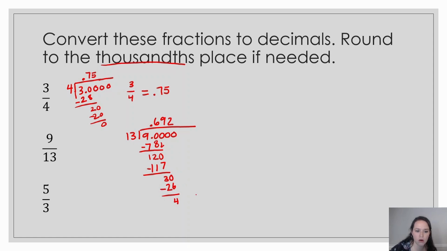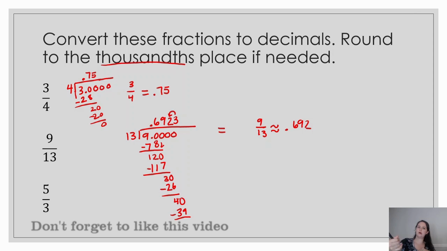And then a 4, whew, bring down your 0. You're going to keep bringing down zeros when you do these. It's a lot. All right, and let's see, that's going to be about 3 or so. Could that be 39? Yeah, and this one might go on for a long time. So we're going to cut it off there and say that 9 over 13 is approximately, because I cut it off, 0.692. Okay, and again, it's a 2 because of the 3. The 3 is not big enough to round my 2 up.